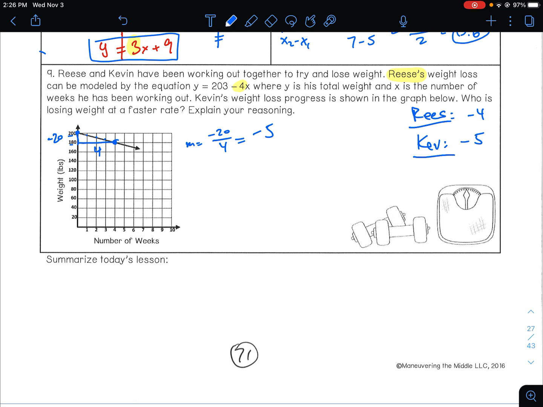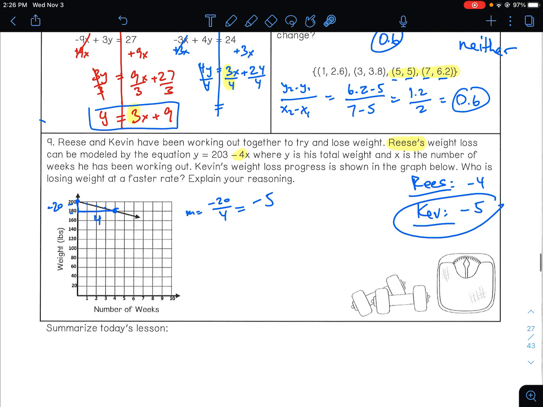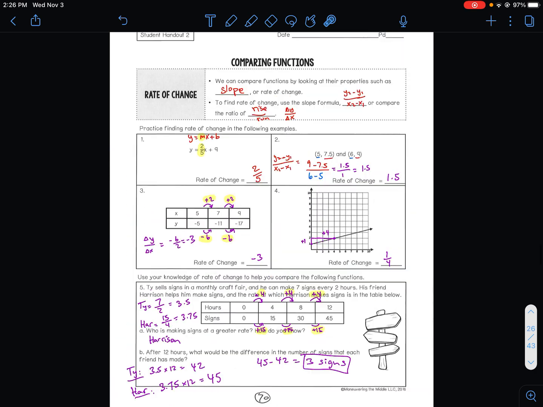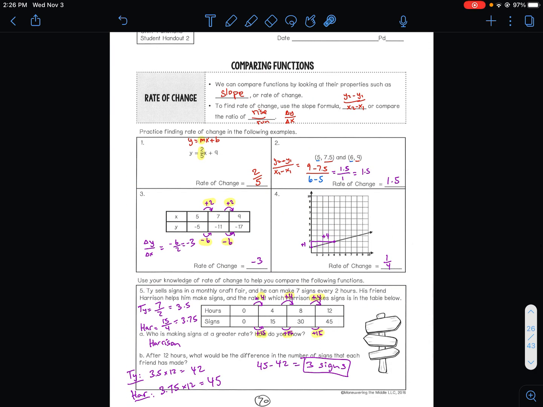Who is losing weight at a faster rate? Kevin is. Explain your reasoning. I just did. This one is -4. This one is -5 based off of the graph. So Kevin's losing weight at a faster rate. And that is our notes on comparing functions. Go ahead and try some problems on your own.